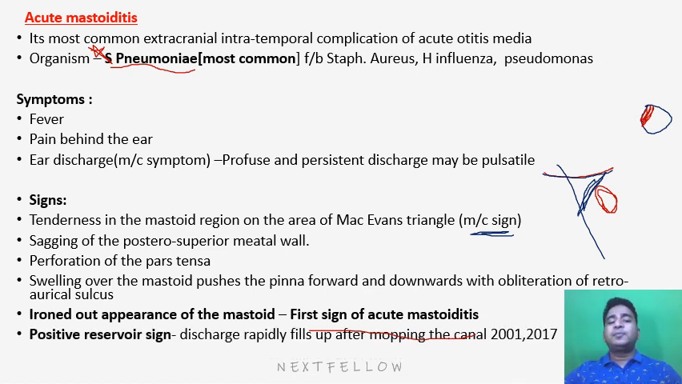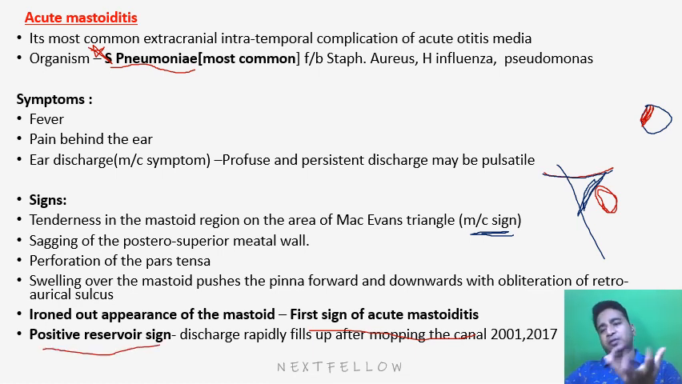Then what is a positive reservoir sign? Suppose the patient is having a mastoid abscess or acute mastoiditis. If you try to suction out the pus from the external auditory canal, again it will get refilled because there is a big collection of pus in the mastoid cavity. So if I suck this pus from the external auditory canal, again from the mastoid cavity, more pus will come into the picture. So this is known as the positive reservoir sign.